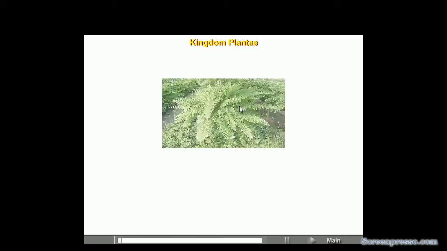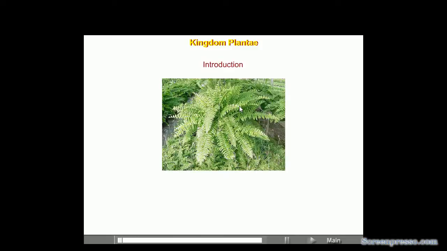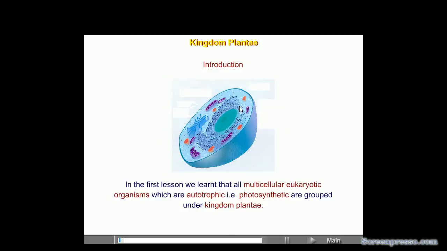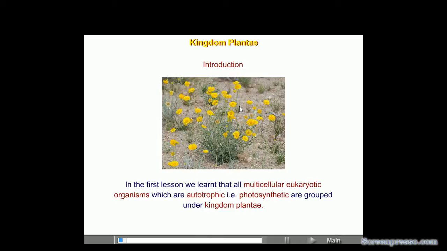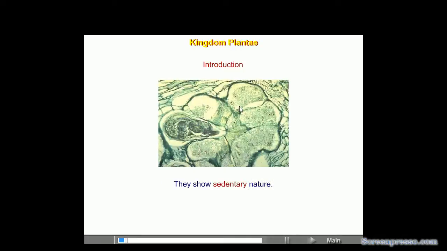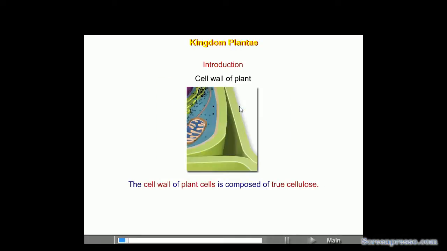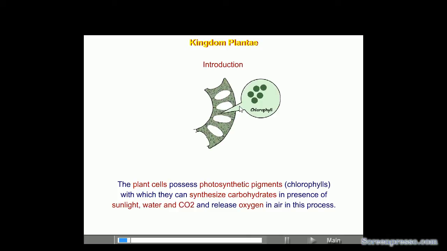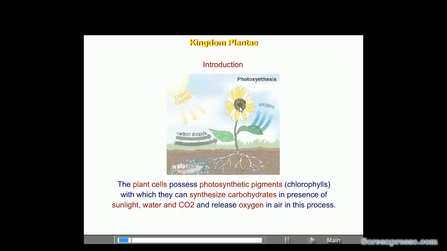Lesson 2, Kingdom Plantae. Introduction. In the first lesson, we learned that all multicellular eukaryotic organisms which are autotrophic, that is photosynthetic, are grouped under Kingdom Plantae. They can be aquatic or terrestrial. They show sedentary nature. The cell wall of plant cells is composed of cellulose. The plant cells possess photosynthetic pigment, chlorophyll, with which they can synthesize carbohydrates in presence of sunlight, water, and CO2, and release oxygen in air in this process.